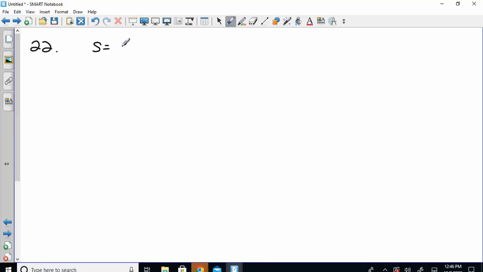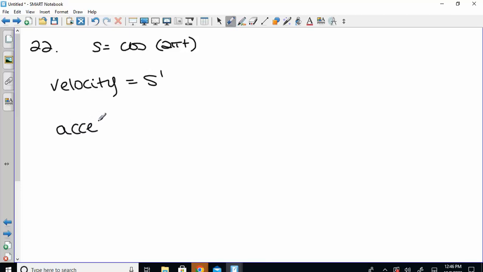An equation of motion of a particle is given by s equals the cosine of 2 pi t. Find acceleration. So here's position. What's the first derivative? Velocity. How do you get acceleration? It's a second derivative. Okay. First derivative.